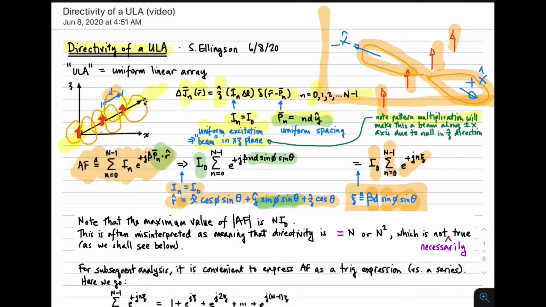Note that the maximum value of the array factor is n times I naught. That is, here's I naught, and then this whole thing has a maximum value of n, right? Because the magnitude of e to the plus j anything is 1, and if they all align in phase, then this expression will add up to n. So the maximum value of the array factor magnitude is n times I naught.